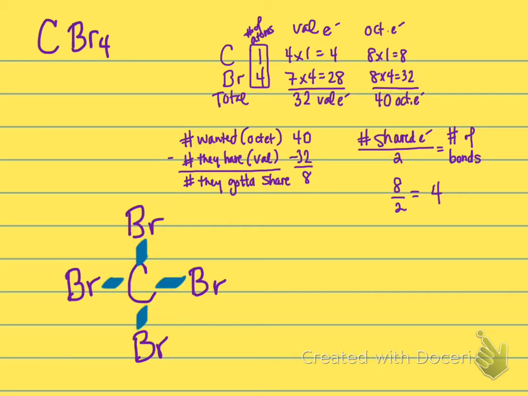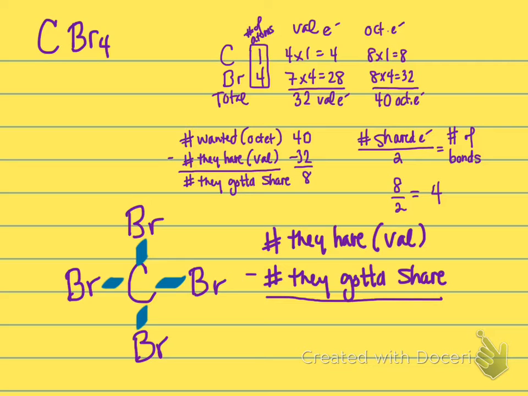So how do we figure out how many they're not sharing? Great question. Well, if we take the number of electrons that they have and subtract from that the number that they're going to have to share, in this case 32 minus 8, what we're left with is the number of electrons that aren't being shared. In this case, 24 electrons. So how are those distributed?